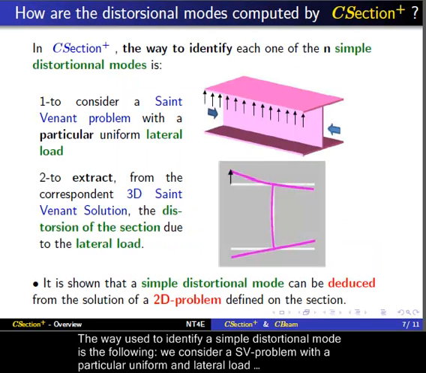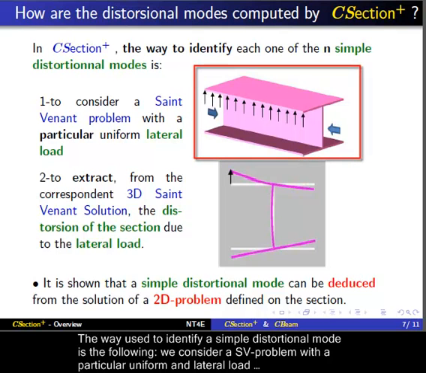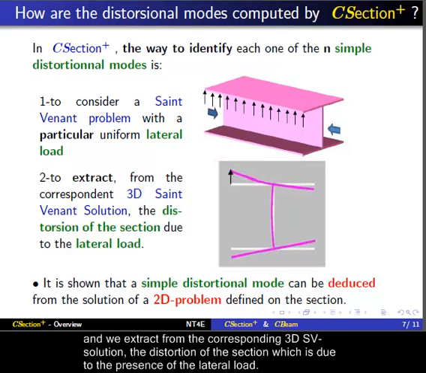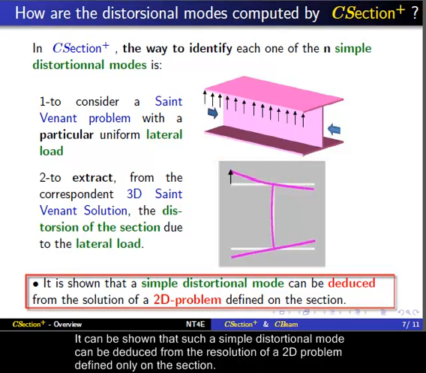The way used to identify a simple distortional mode is the following. We consider a Saint-Venant problem with a particular uniform lateral load, and we extract from the corresponding 3D solution the distortion of the section, which is due to the presence of the lateral load. It can be shown that such a simple distortional mode can be deduced from the resolution of a 2D problem defined only on the section.